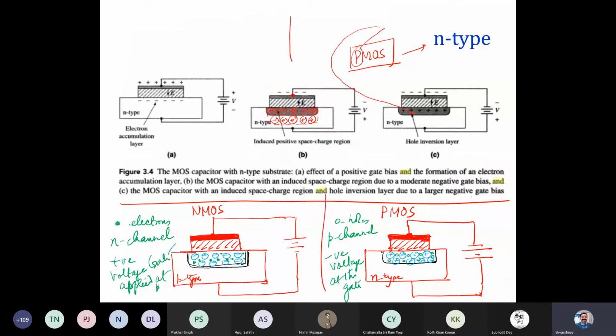So we have to be a bit careful. NMOS means that we have a p-type substrate, but we create an electron inversion layer. The electrons are the charge carriers, so they constitute the current that flows through the NMOS device. Whereas in the case of PMOS, you have the n-type substrate and the hole inversion layer is created, so the holes are the charge carriers here. We apply a negative voltage at the gate terminal in the case of PMOS, whereas in NMOS one applies a positive gate voltage.